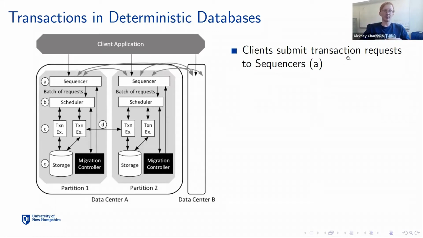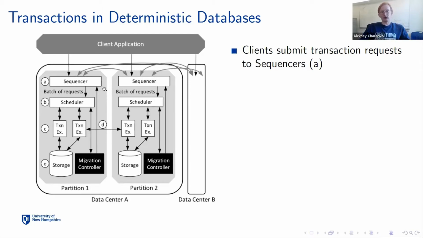In a Calvin-like database architecture, we have client applications that can submit transactions to their local sequencers. So sequencer A will receive the request from the client. What sequencers do is batch the transactions and assign them some order. The entire idea of a sequencer in this deterministic database is to pre-order the transactions before they go into execution, so that we avoid a lot of the contention. We don't have to figure out the order of transactions on the fly.